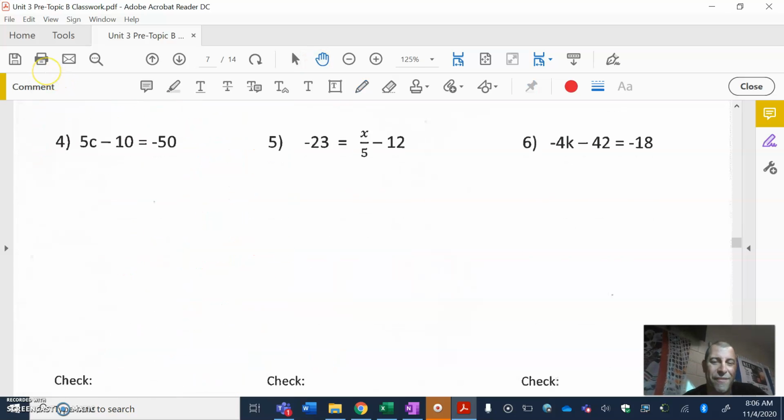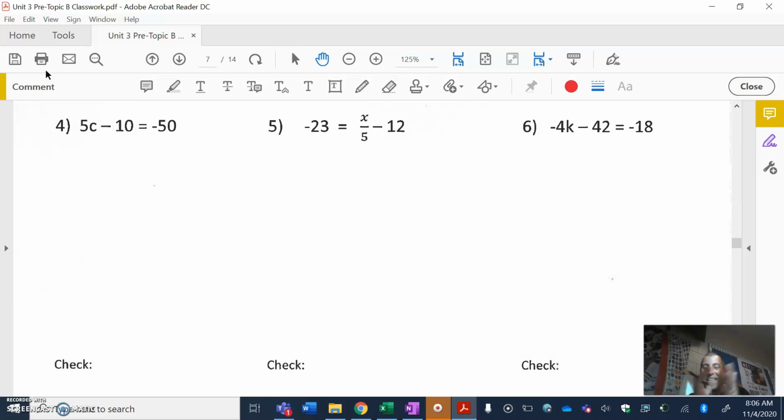Here we go. Oh, question 5. All right, so question number 5 here. Starting on the side with the variable, in this case, we're on the right-hand side. There's my x on that right-hand side. So undo any addition or subtraction. We are subtracting by a 12, so we are going to add a 12 to both sides.